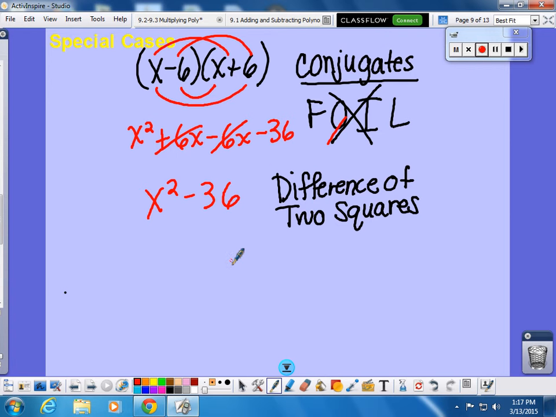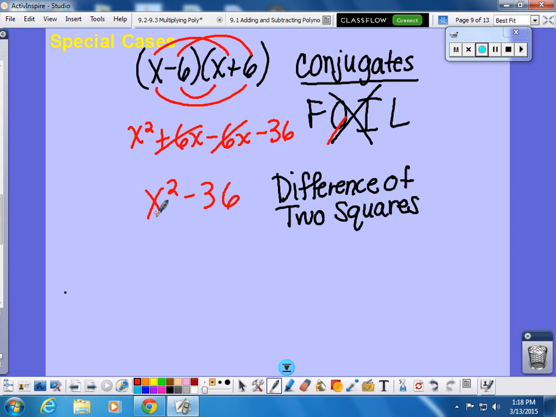And I have x squared and a negative 36 left. Now this answer is called the difference of two squares. Let's label that. We labeled the problem conjugates. We're labeling the answer the difference of two squares. Now let me show you how simple it is to know why you call this the difference of two squares. First of all, what's this sign? Negative. Minus, negative, okay? Thus the word difference. We're always going to have a negative sign right here.